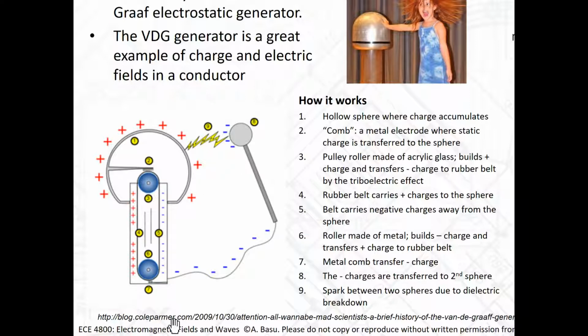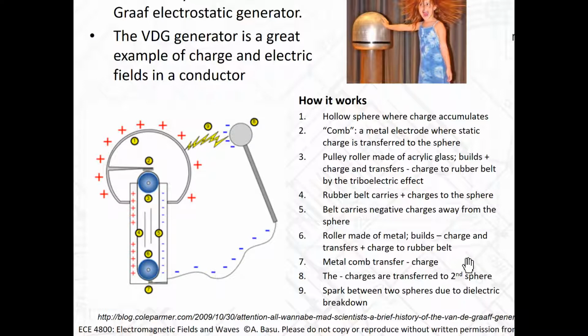So this is the ball where all that charge builds up, so that's number one, a hollow sphere where the charge accumulates. Number two is a metal comb with sharp tips on it. This is where the static charge is transferred to the sphere. All right, so there's actually positive charges that build up on this pulley system, and those positive charges are delivered to the sphere. Now, how does that pulley system work? It's through something called the triboelectric effect, which is something that we're not going to go into great detail in this class.